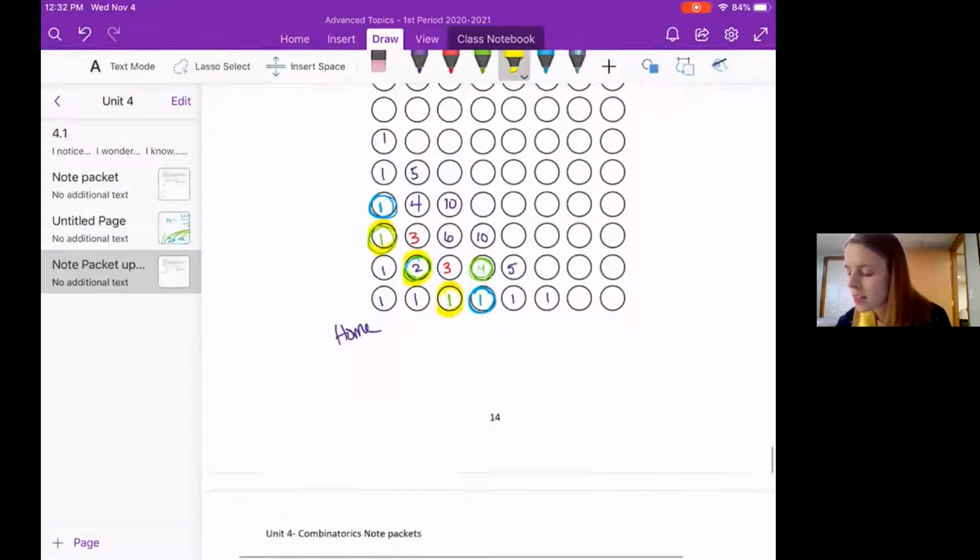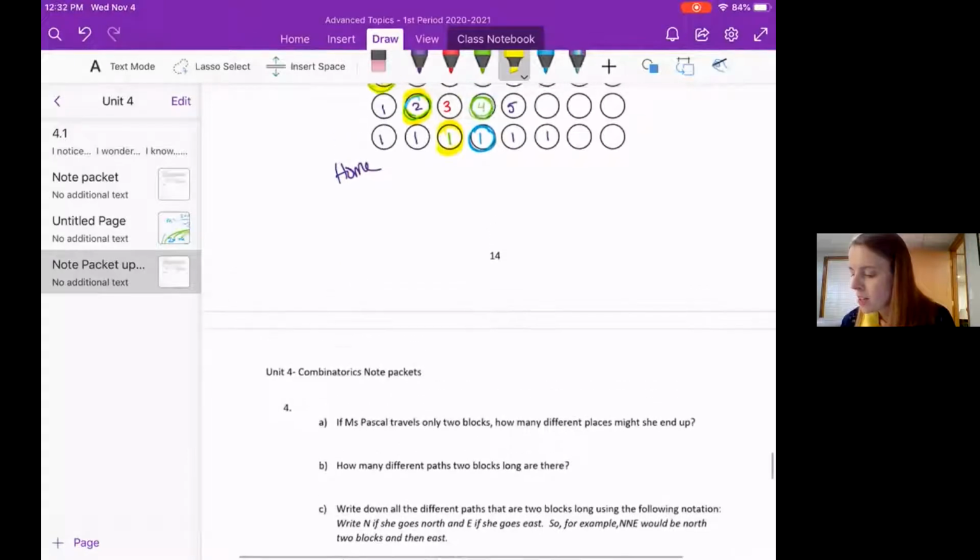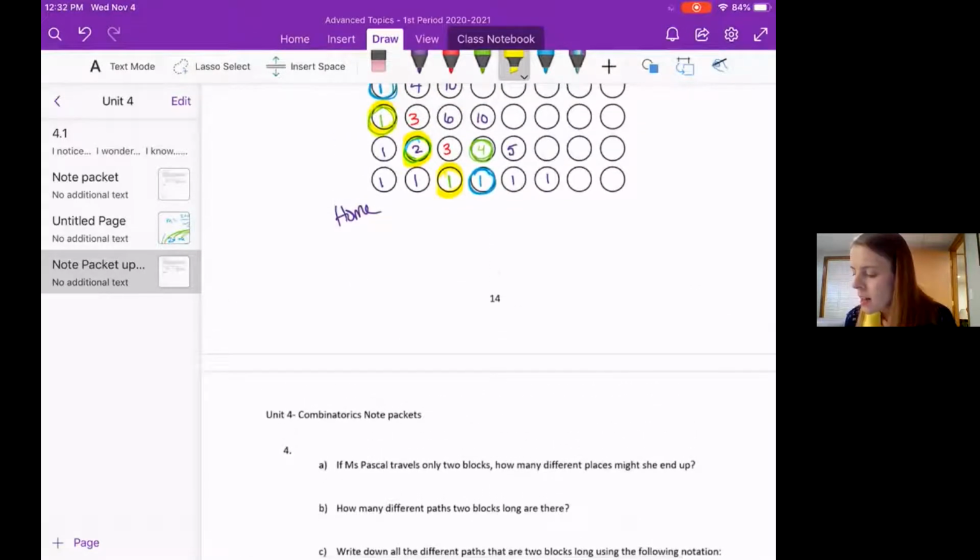So the question asks us, if Miss Pascal travels only 2 blocks, how many different places might she end up? Well, she could end up in 3 different locations. Question B says, how many different paths are 2 blocks long? Well, this is slightly different. It's asking you about the same intersections. It's just asking you how many different paths there are to get there. So there's 1 plus 2 plus 1 different paths to get there. So there are 4 different paths to reach that location.